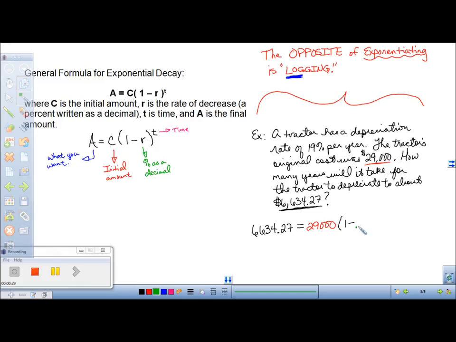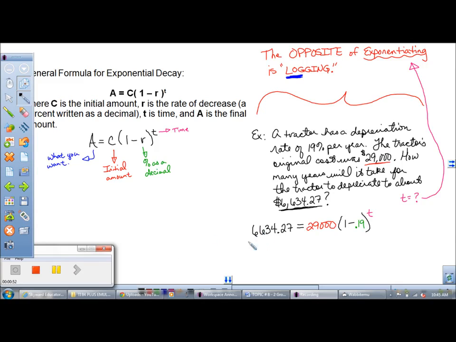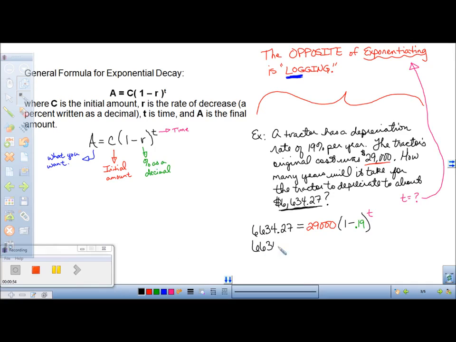So we're just going to fill in our information into the equation, and we're solving for time. So the question is, how do you solve for time? Well, time is an exponent, and it's like exponentiating in the problem. And so when you solve problems, you do opposites. So the opposite of exponentiating is going to be logging. And we'll talk about that here as we go through this problem. So let's kind of clean it up a little bit. We're going to do 1 minus 0.19 under the parenthesis here.